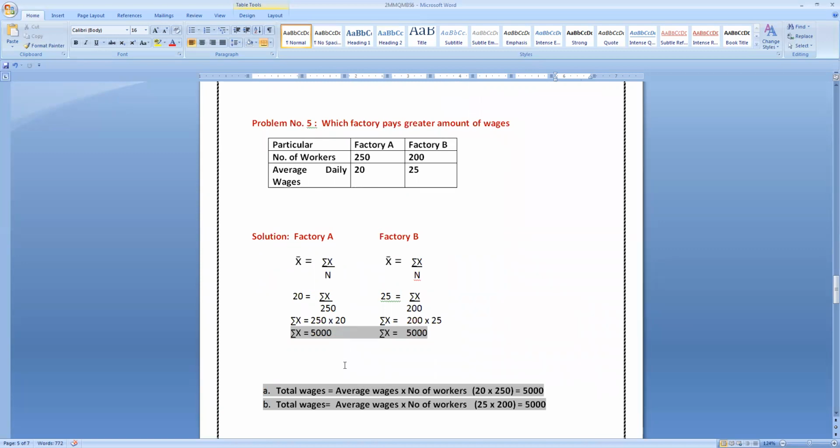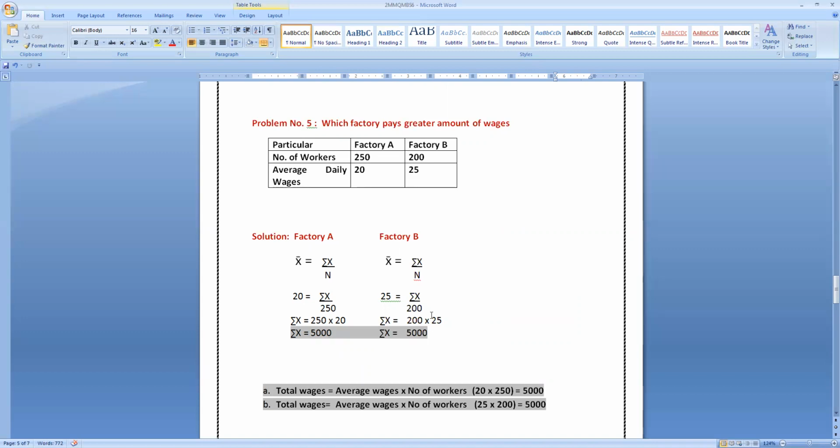We can solve this by the direct method only. Sigma x is not given. Mean equals sigma x by n, for both the factories. Already the mean values are given, 20 is the average wages. Here sigma x divided by the number of workers in the factory, 250. Therefore, sigma x, the total wages, is nothing but 250 into 20, that is 5,000 rupees they are paying.